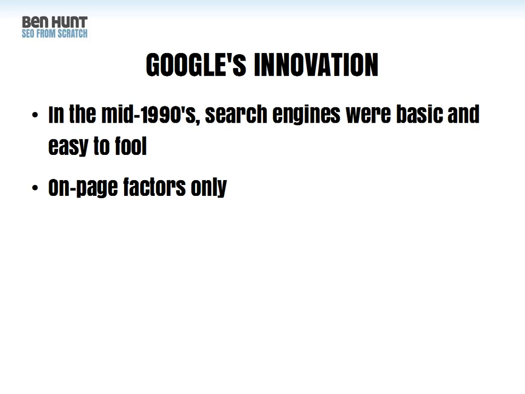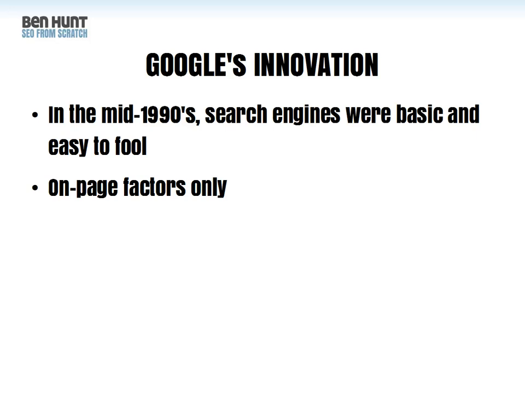Now, the history of search on the web is like a couple of kids playing leapfrog. Somebody would find a way to spoof the search engines, to trick them. And then the search engines would spot that technique, and then they would overtake. And then the black hat people would find another technique. Everyone's constantly playing catch up with each other.